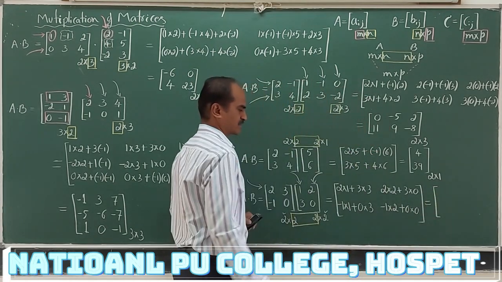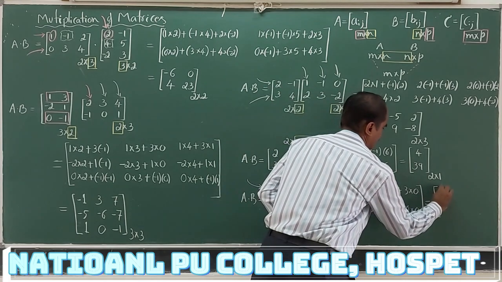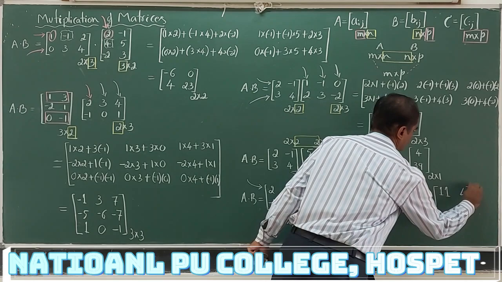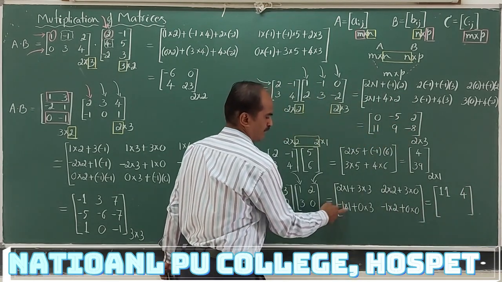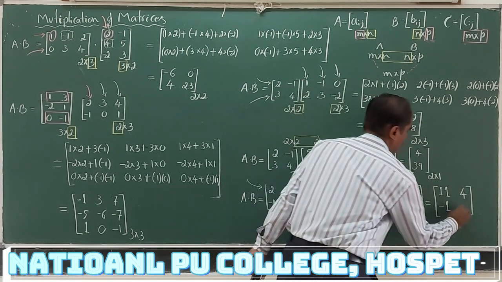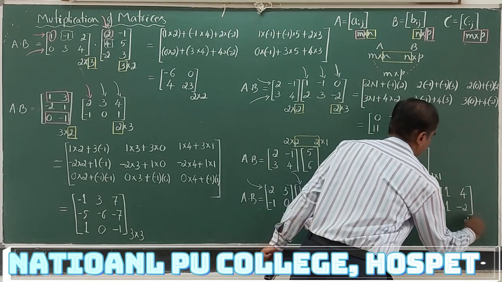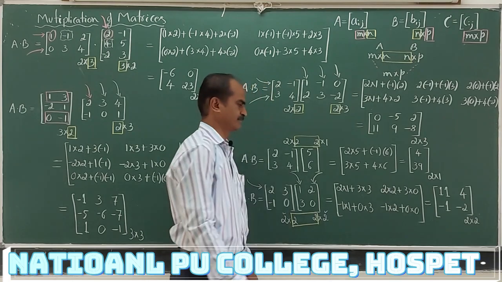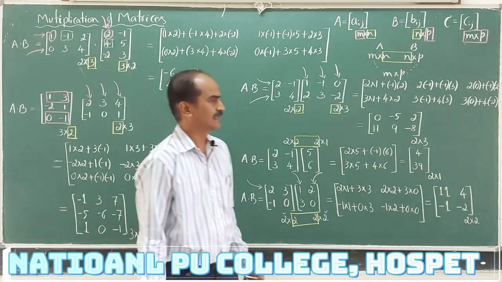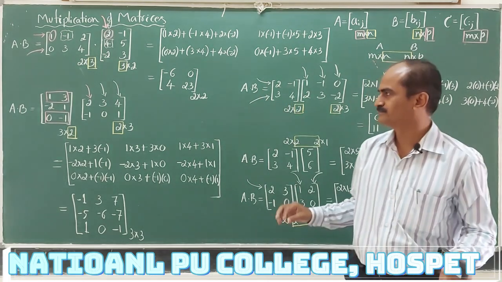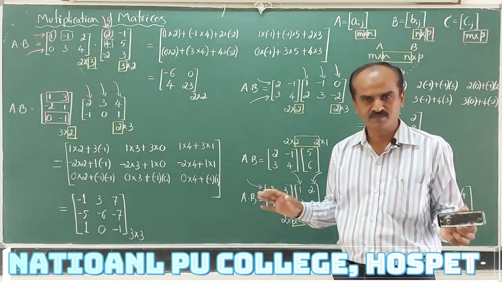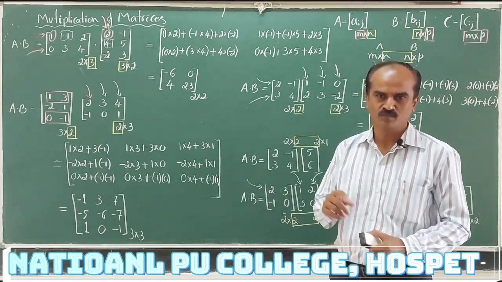Simplify and write. 2 plus 9, 11. 4 plus 0, 4. Minus 1 plus 0, minus 1. Minus 2 plus 0, minus 2. Order of matrix is 2 by 2. I hope with this example you feel comfortable. If you want, okay, let me explain with one more example.